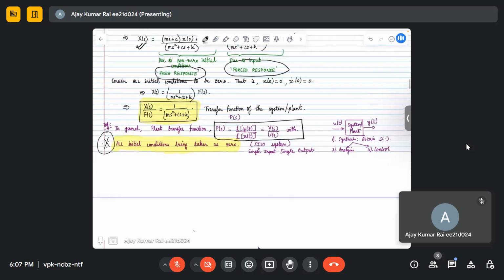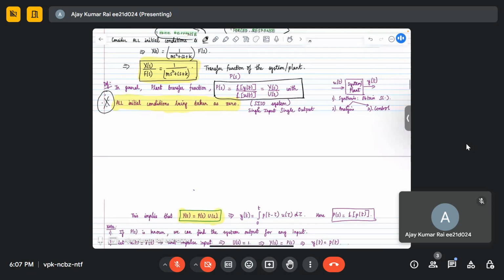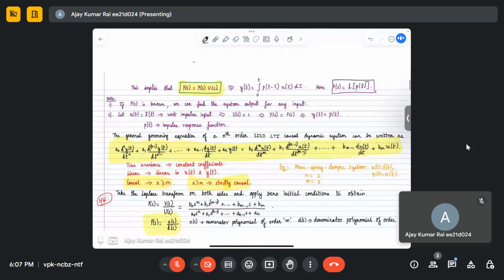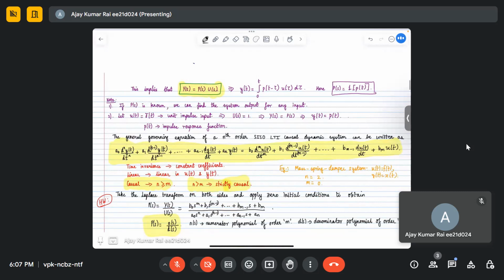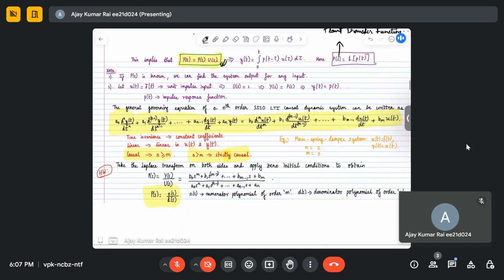This is the definition of the transfer function where all the conditions are taken as 0. You write the output as Y(s). If you see this, Y(s) equals P(s) into U(s), where P(s) is the Laplace transform of p(t). So what is P(s)? P(s) is the plant transfer function.